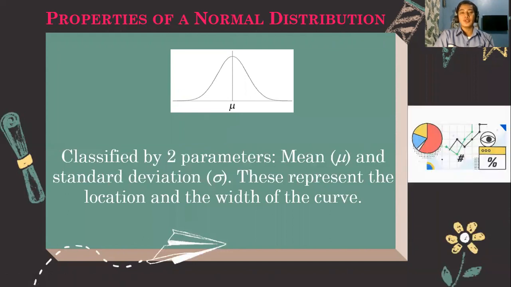Next property. There are two parameters for a normal distribution. First is the mean, mu, which is located at the center and is divided by 6 standard deviations, from the right and from the left, respectively. So the middle represents the mean, and the distance away from the mean is represented by the standard deviation, or sigma. The location of the center is described by the mean mu, and the width of the curve describes how far it is from the mean.